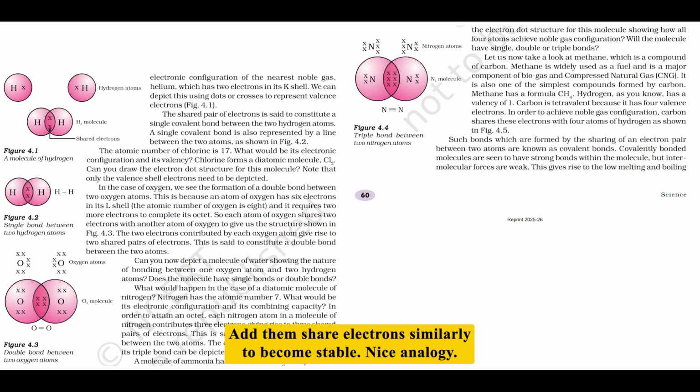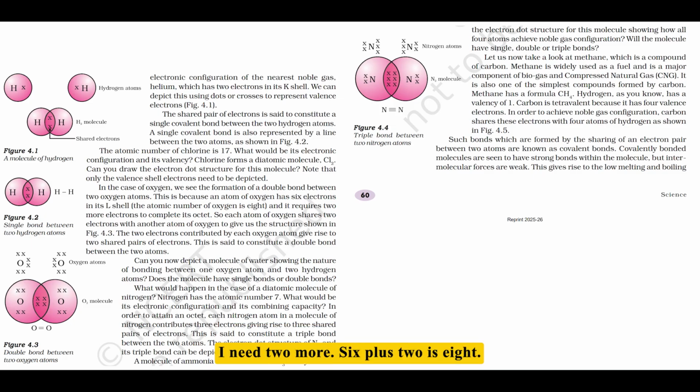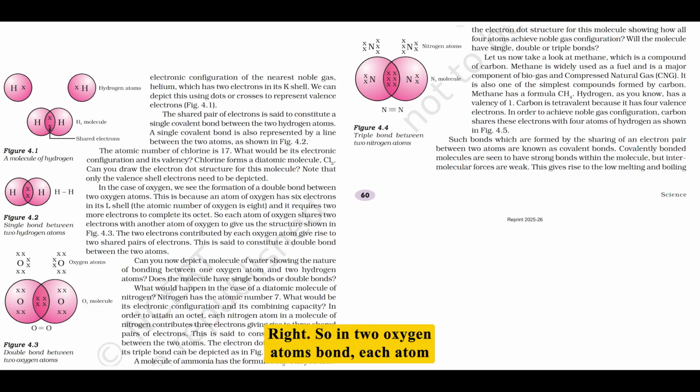Nice analogy. Okay, what about something a bit more complex, like oxygen? Good one. Oxygen gas, O2. Atomic number 8. Configuration is 2 electrons in the K shell, 6 in the L shell. How many more does it need for an octet? It needs 2 more. 6 plus 2 is 8. Right. So when 2 oxygen atoms bond, each atom contributes 2 of its valence electrons to be shared. This means they form 2 shared pairs between them. 2 shared pairs, so a double bond. Exactly, double bond. We draw it with 2 lines, O=O. This double bond allows each oxygen atom to complete its octet.